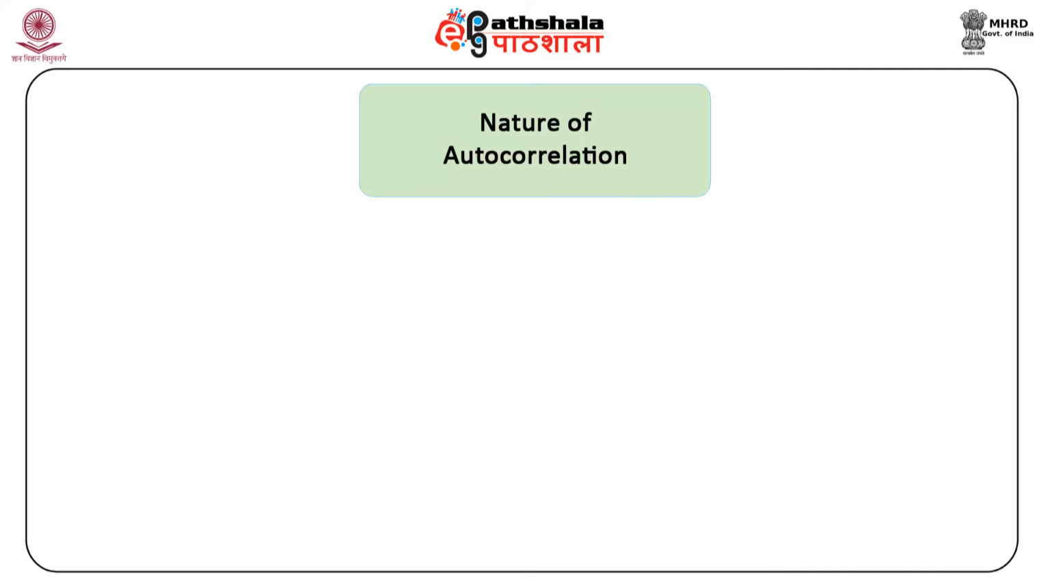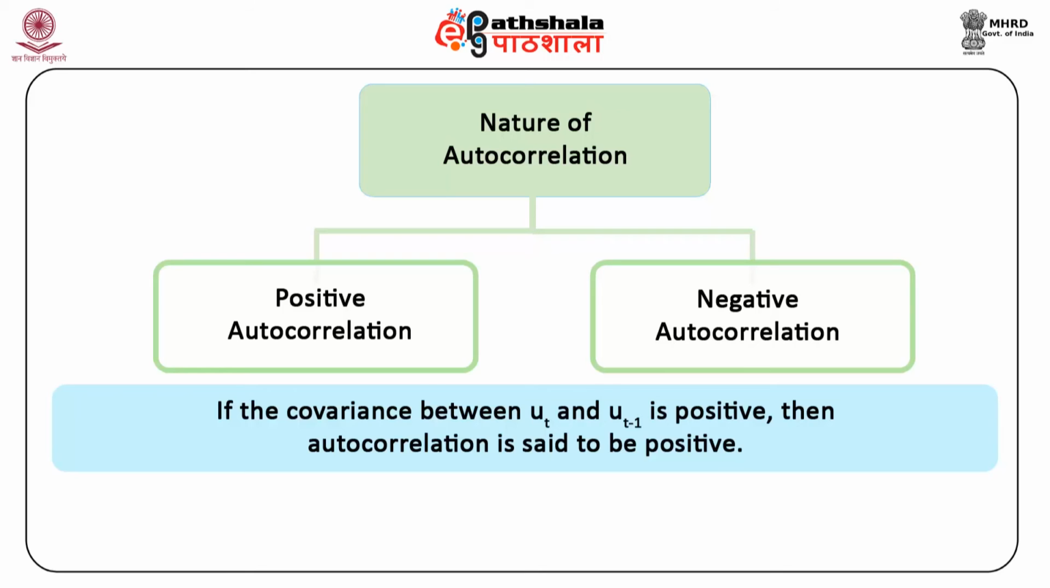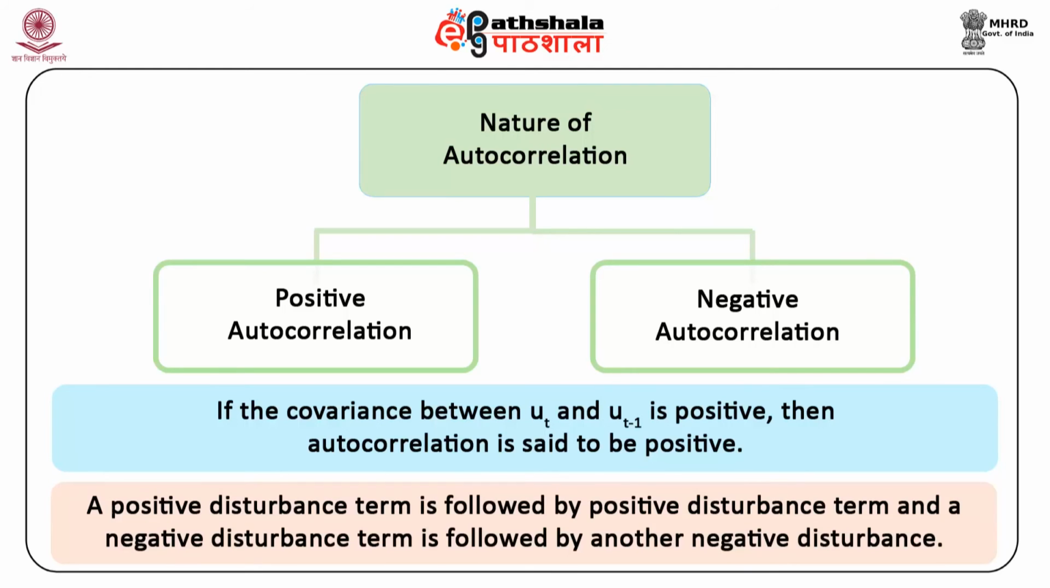Autocorrelation is classified as positive and negative depending on the relationship between successive disturbance terms. First, we will discuss the positive autocorrelation. If the covariance between u_t and u_(t-1) is positive, then autocorrelation is said to be positive. It also means that a positive disturbance term is followed by a positive disturbance term, and a negative disturbance term is followed by another negative disturbance term.